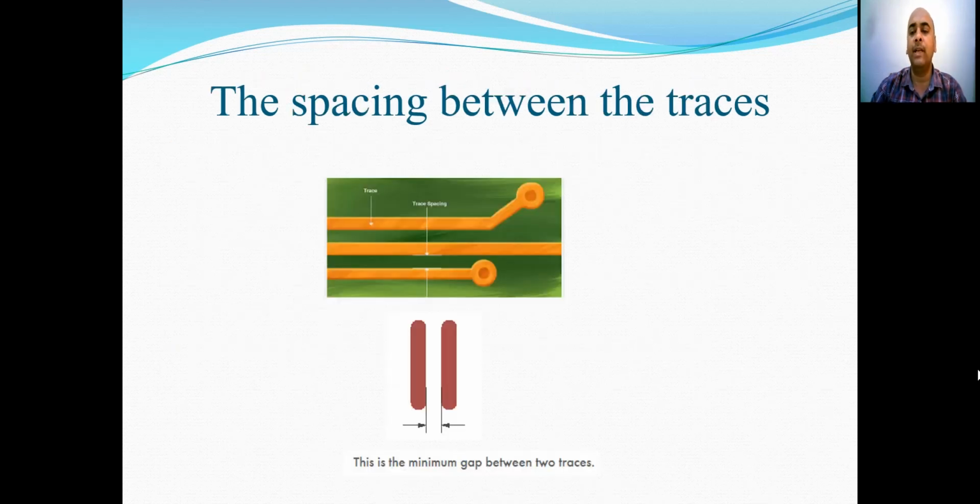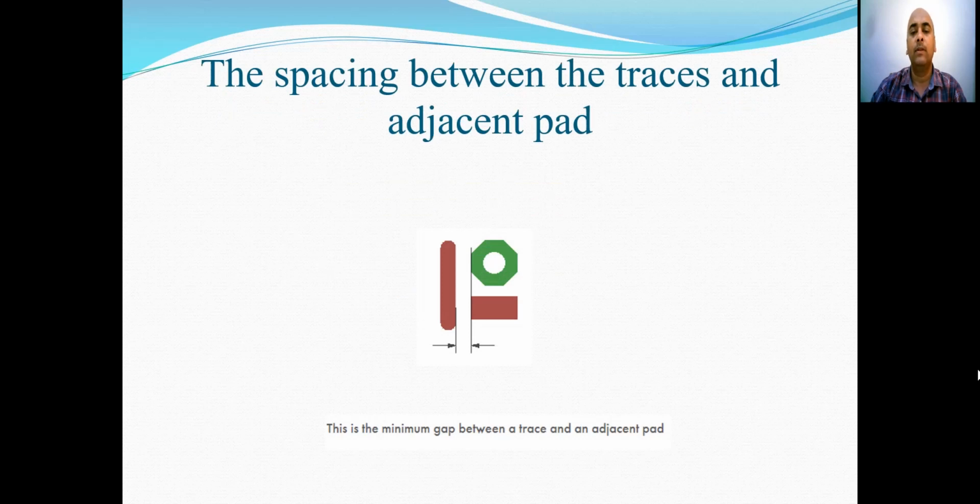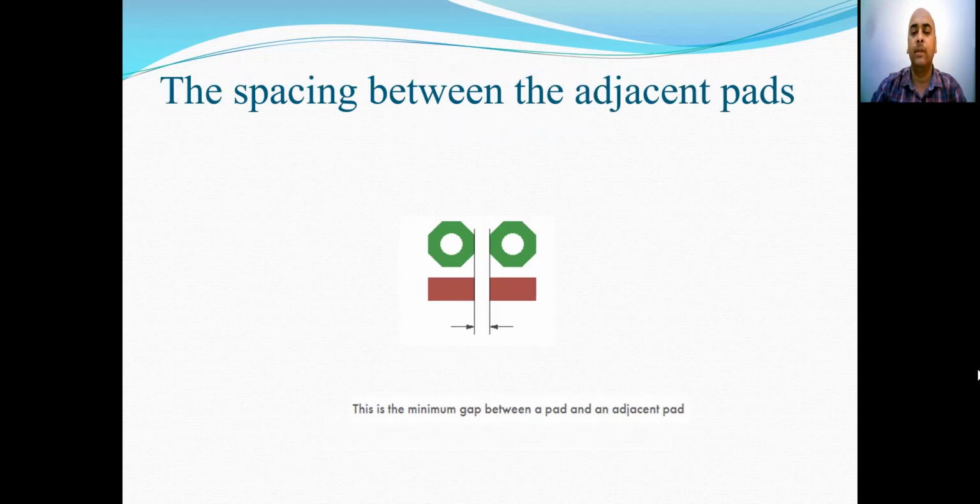The spacing between the traces. This is the minimum gap between two traces. The spacing between the trace and the adjacent pad. This is the minimum gap between a trace and an adjacent pad. The spacing between adjacent pads. This is the minimum gap between a pad and an adjacent pad.